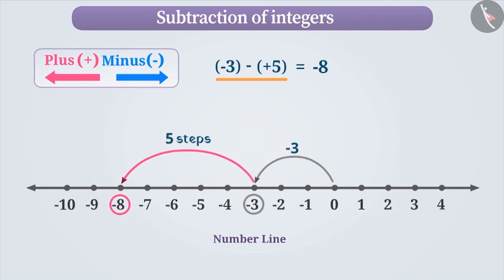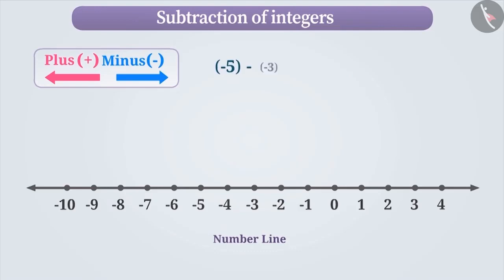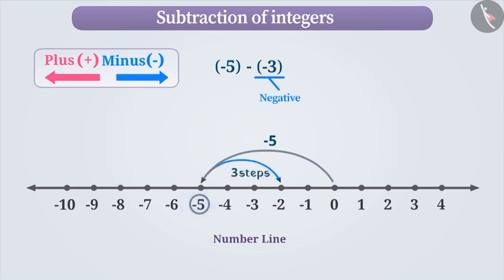Similarly, if we have to find the value of -5 - -3, mark -5 on the number line, which is 5 steps towards the left of 0. Since we need to subtract the negative integer -3, we move 3 steps towards the right side of -5. Thus, we reach -2, which is the result of -5 - -3.